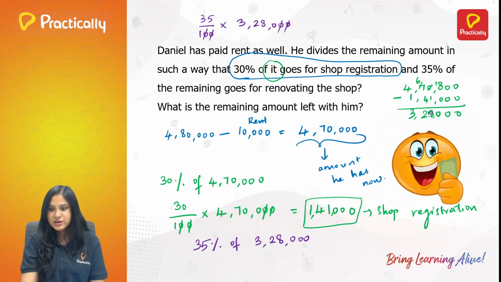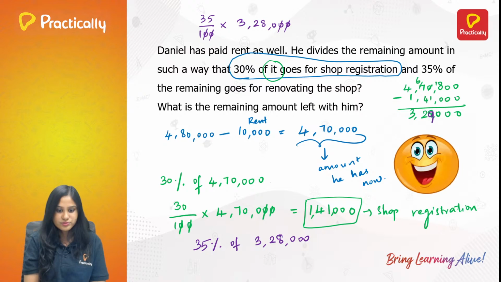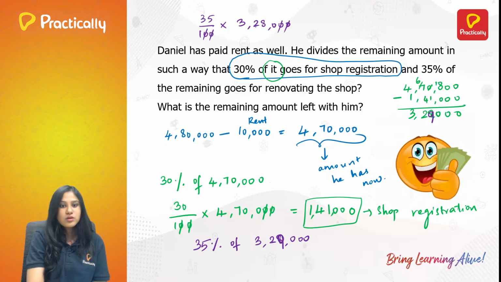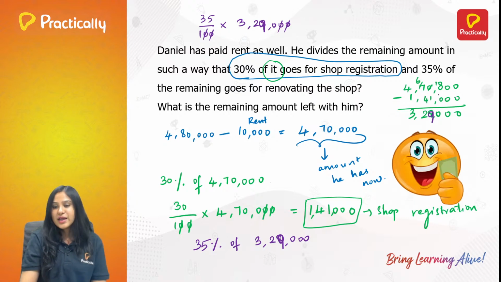Sorry, this is 9, right? Okay. So this is 9. I'm sorry, my mistake. So 329 into 35.